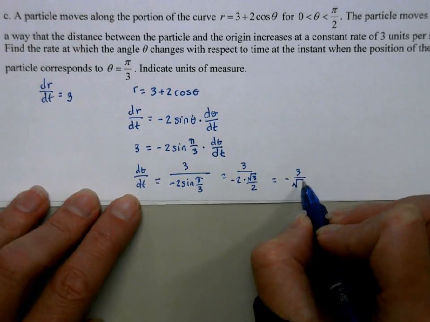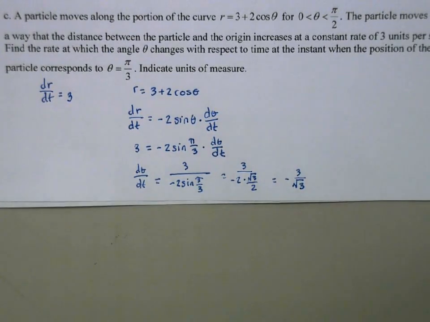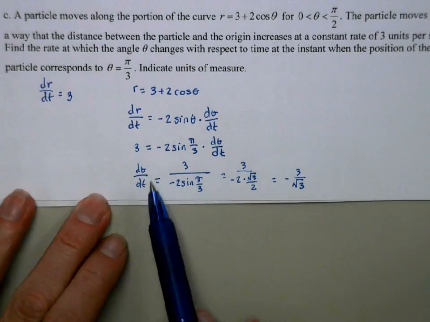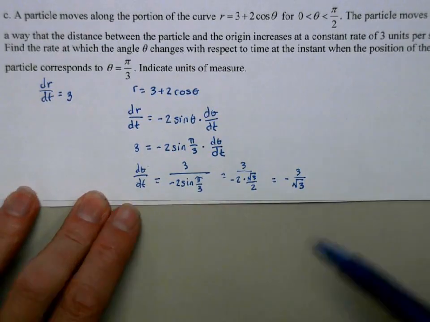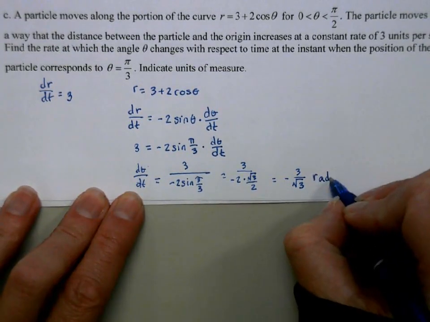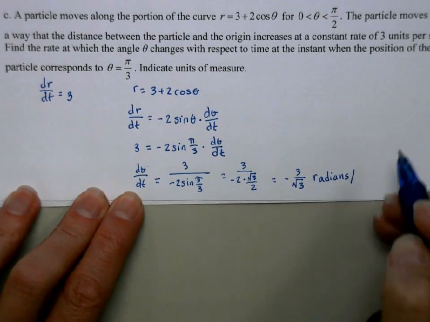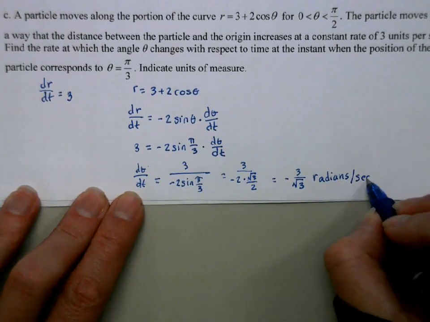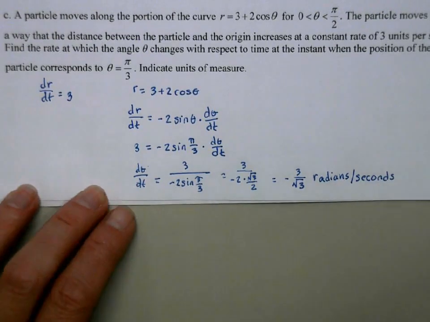The last piece was indicate units of measure. Well, if we think about what theta is measured in and what t is measured in, theta is going to be radians. T, we're told, is seconds. Okay, so that's how we find the area of polar curves, and then a little bit of review of other stuff we can do in polar.